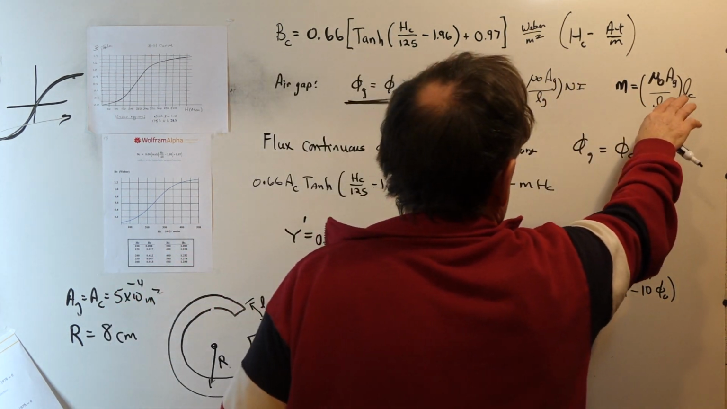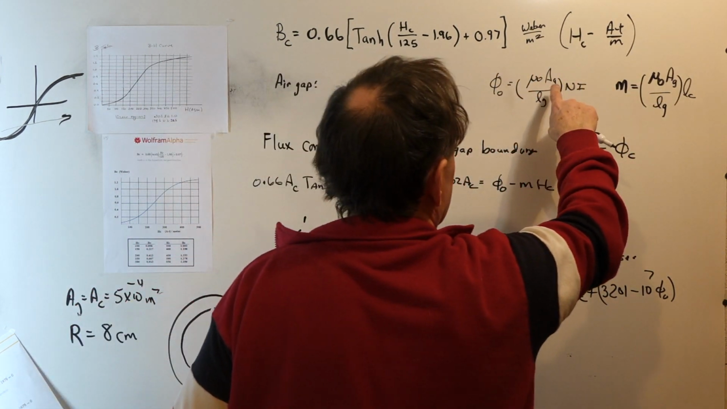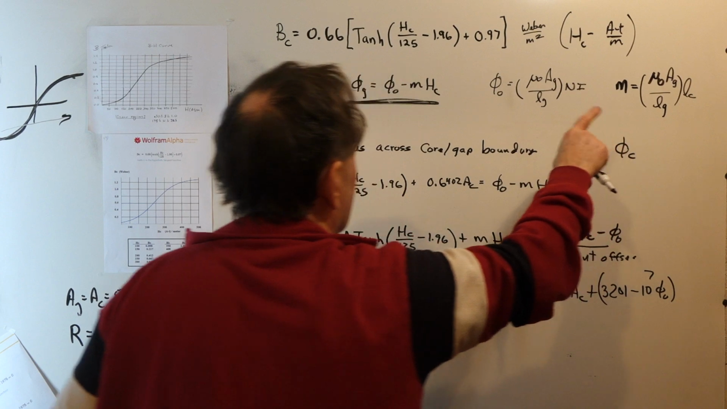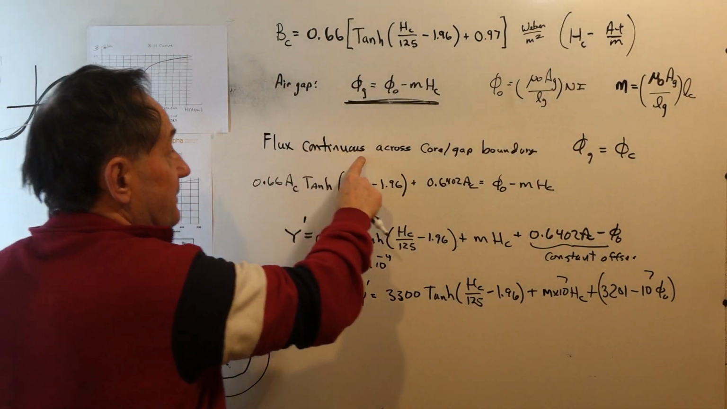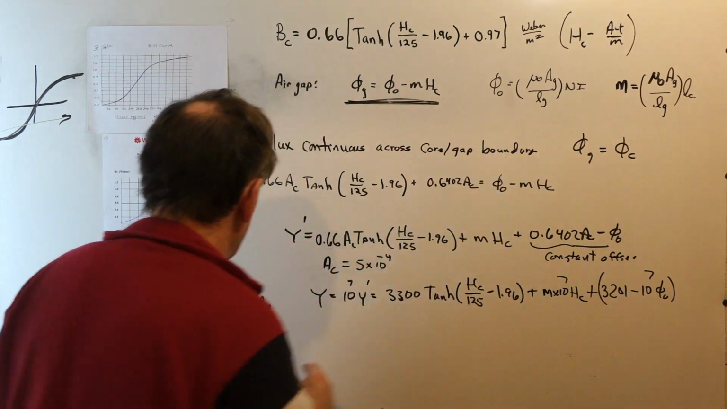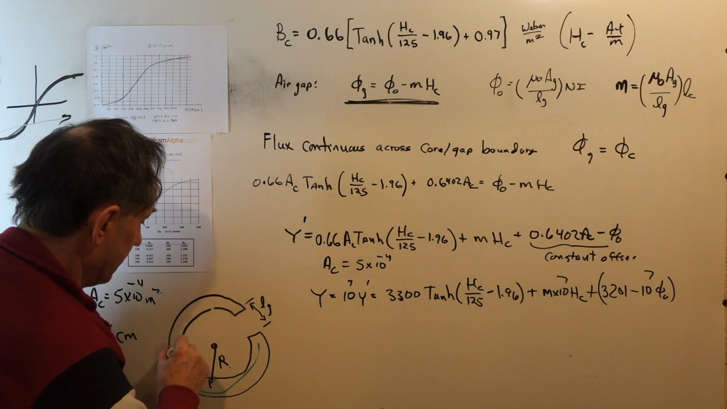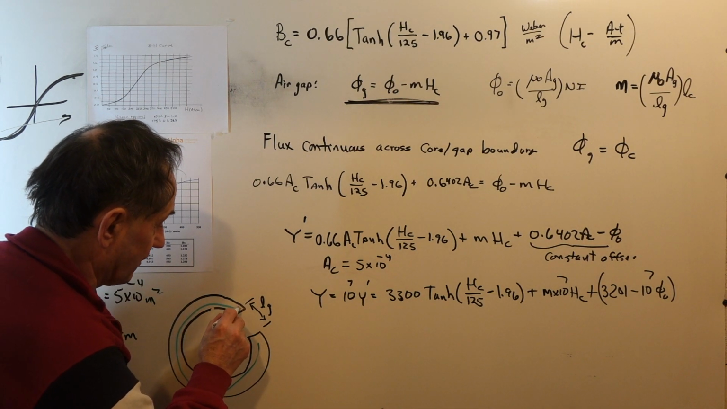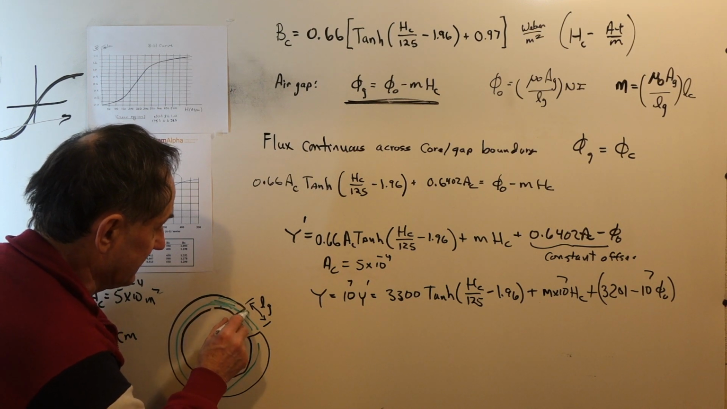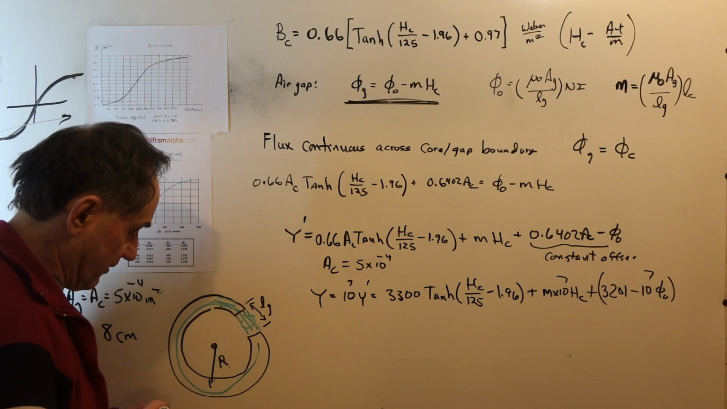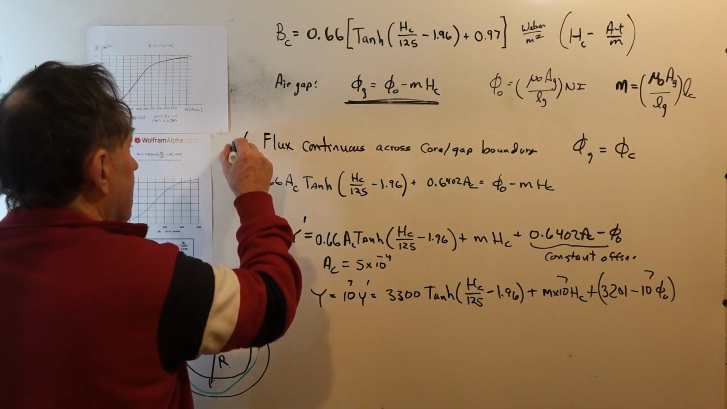I haven't made any substitutions for the gap area or the core area. Now, the key here is that the flux is going to be continuous across the core-gap boundary. That is, we have a flux in the core. It comes through, it comes to the boundary, and it goes across in the air gap. The flux in the core is going to equal the amount of flux in the air gap for a series magnetic circuit. That's the key point.